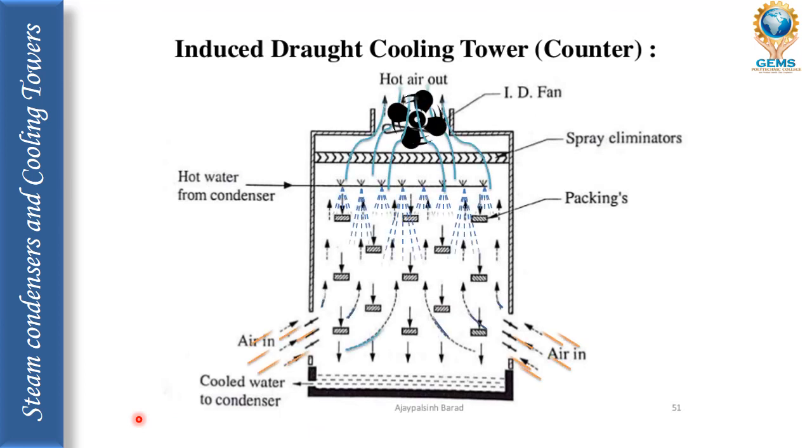When the fan is running, the air from the atmosphere, from the surroundings, enters into the tower, and at the same time, the hot water is sprayed from the nozzle. This air, while going up, absorbs the heat from the hot water, so that the hot air goes out and the chilled cooling water comes back to the basin, is collected and is again used for the condenser purpose.